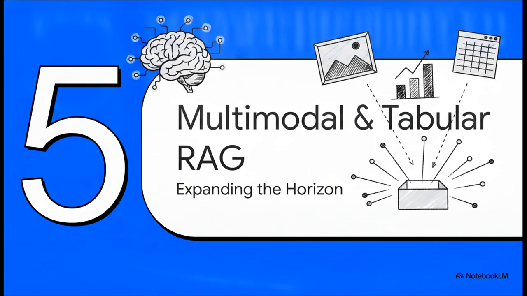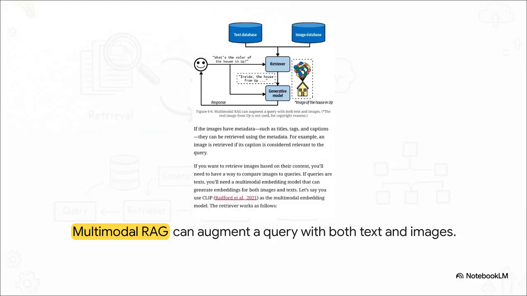We are really expanding the horizon here. Imagine a user asking, "What's the color of the house in the movie Up?" We're no longer limited to just searching text anymore. The retriever doesn't just pull text descriptions, it can actually pull an image of the house with all the balloons tied to it and pass both the text and the image straight into the generative model. This works in one of two ways.